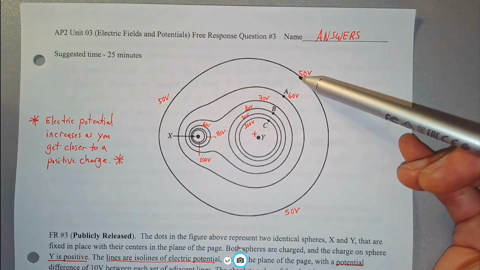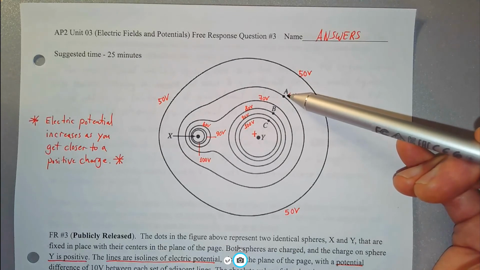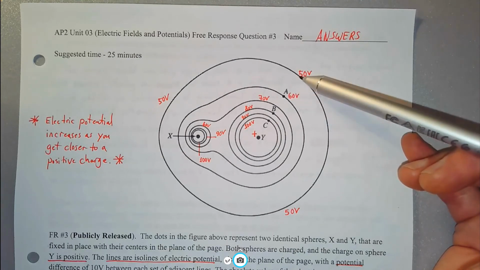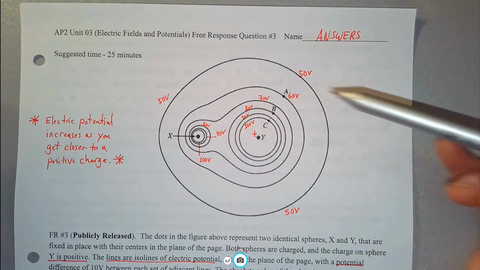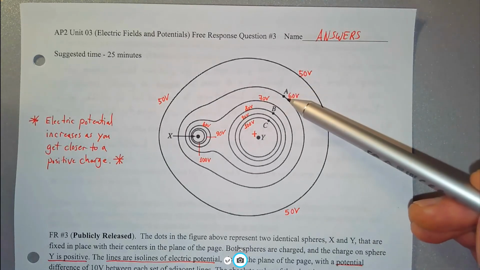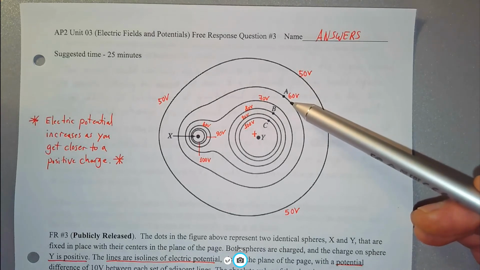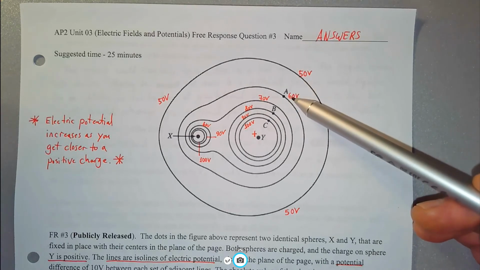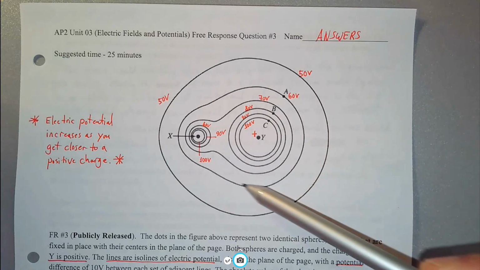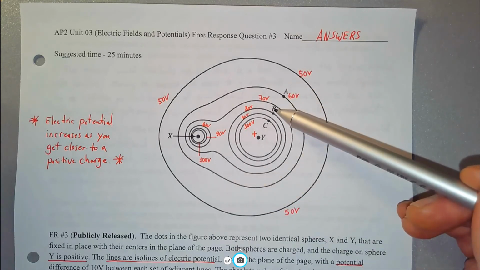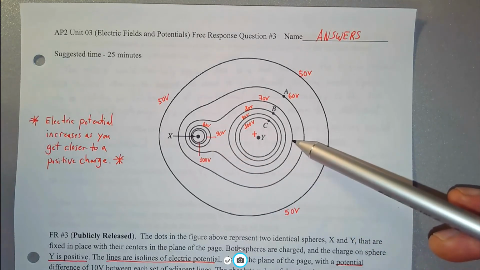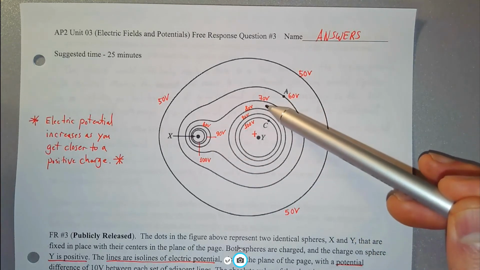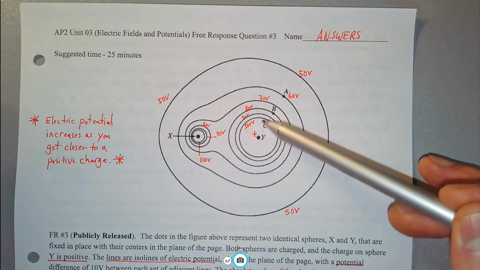And if a positively charged particle has more electric potential energy at point A than it does out here, that must mean it's at a higher electric potential. So at point A, it has to be 10 volts higher than this outside line. So this one's 60 volts, all along that line right here. The next one in is 70 volts, all along that line that goes over around both of the spheres. And we just keep going. So 70, 80, 90, and then the line closest to sphere Y is at 100 volts.